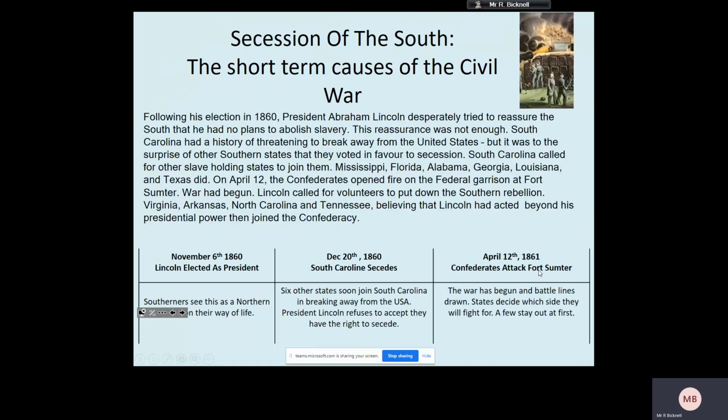And that leads me on to the short-term causes of the Civil War. These are the sparks that kicked it all off. And maybe the biggest spark was when Lincoln was elected as president on the 6th of November, 1860.